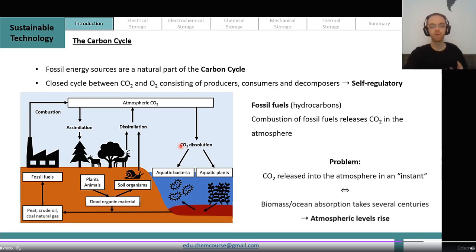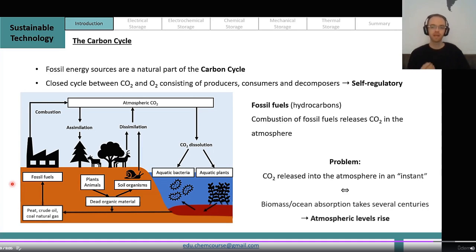Now, how do fossil fuels fit in all of this in this scheme? So fossil fuels, so-called hydrocarbons, can be combusted. Combustion of fossil fuels releases CO2 in the atmosphere. And this is exactly what you see here. We have, for example, factories creating CO2 by combustion of these fossil fuels.